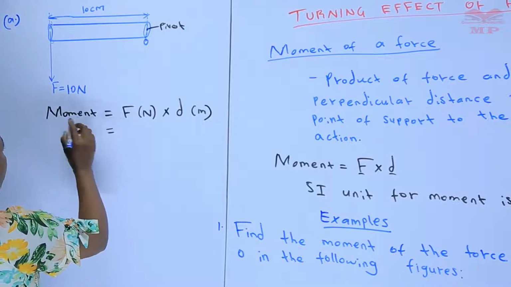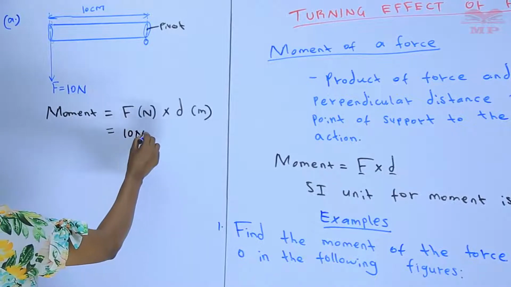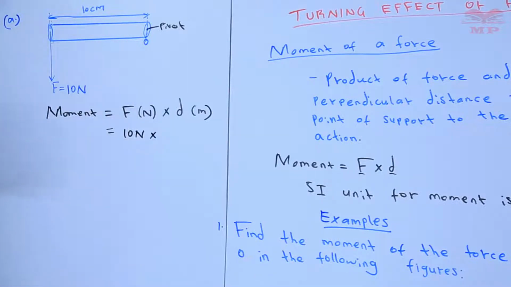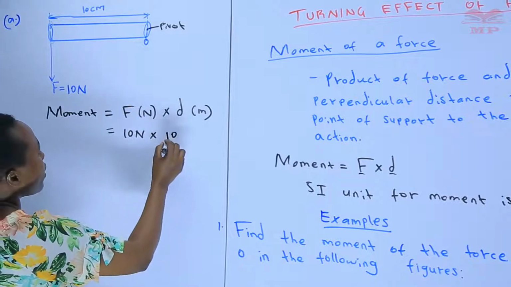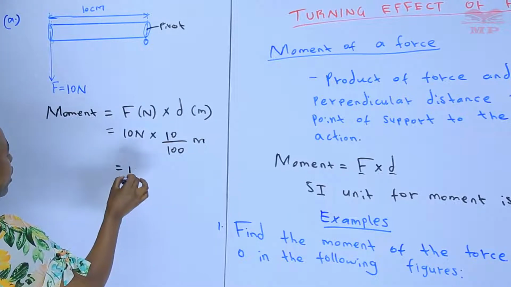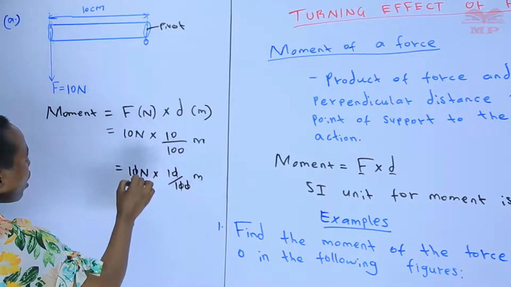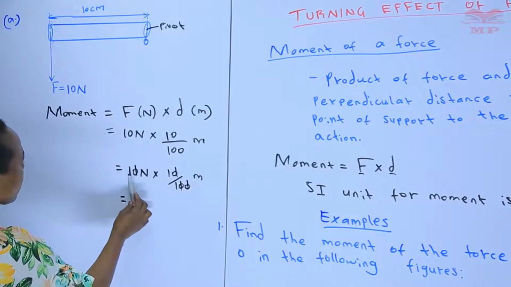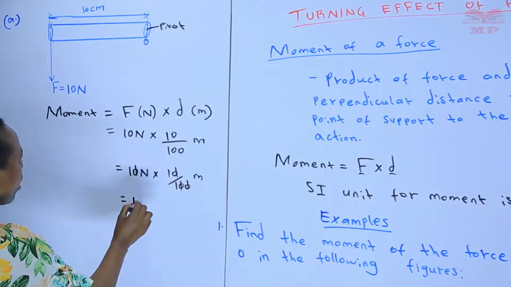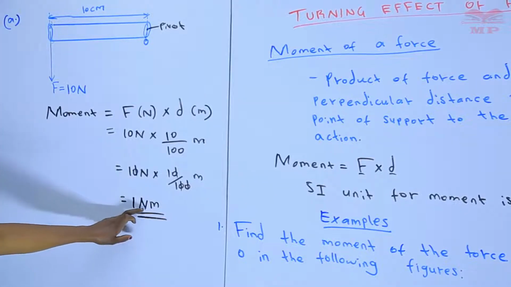So we have our perpendicular distance, 10 centimeters, and the force is 10 newtons. Our distance is 10 centimeters, so we need to convert it into meters. We know that 100 centimeters make 1 meter, and therefore we divide 10 by 100 to make it in meters. So we end up having 10 newtons multiplied by 10 all over 100 meters. We can cancel this, and we end up getting our answer as 1 times 1, which is 1 Newton meter. So our moment is 1 Newton meter.